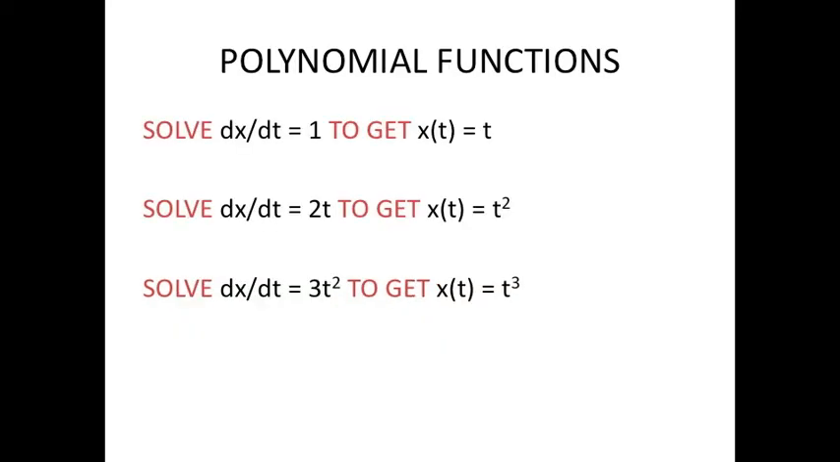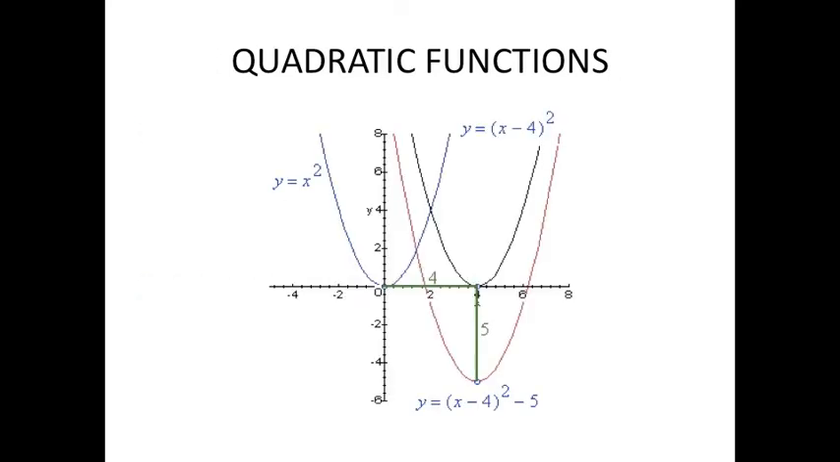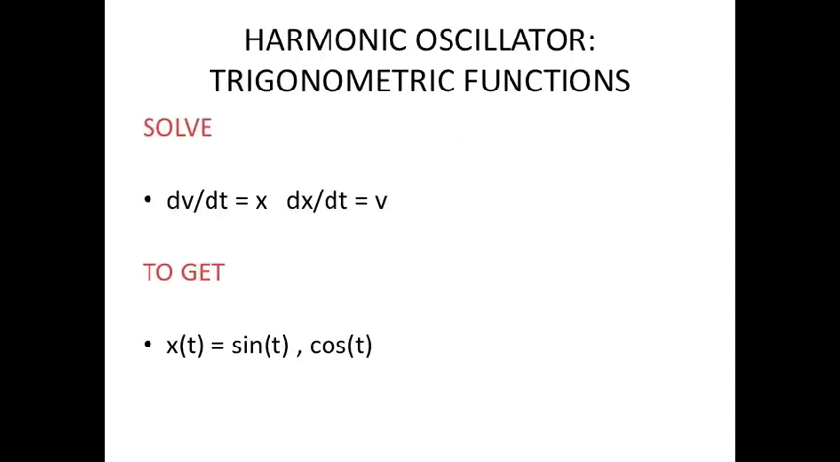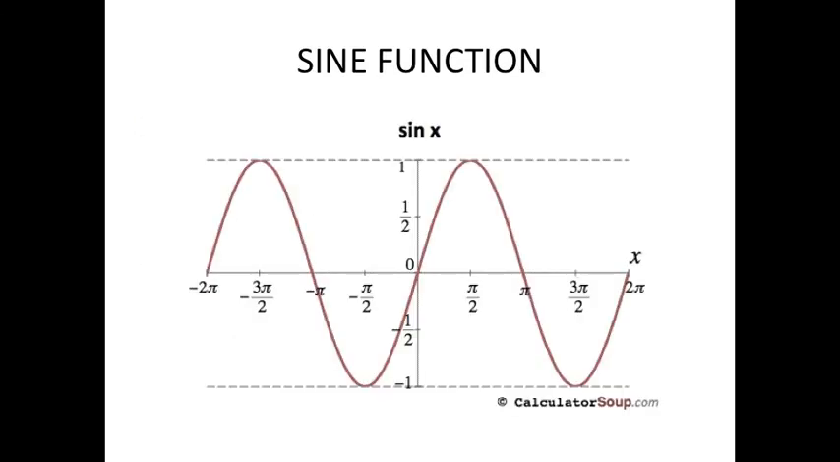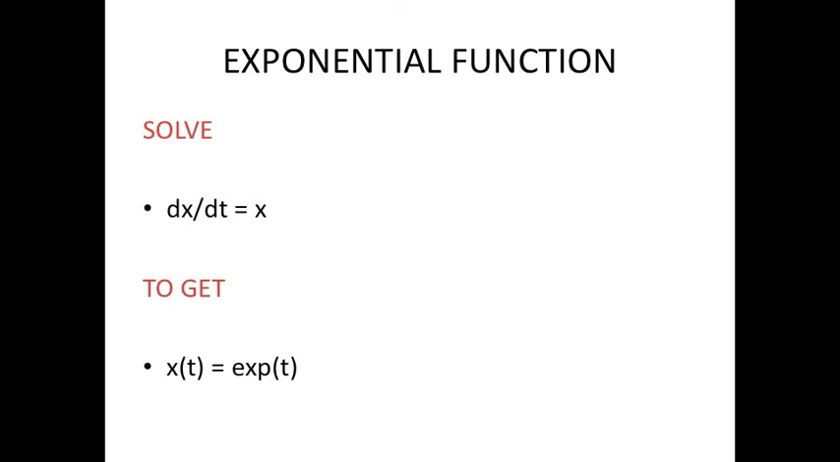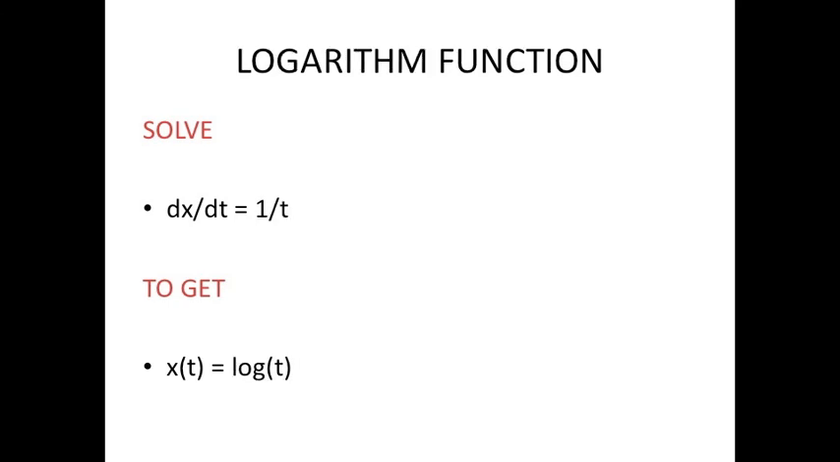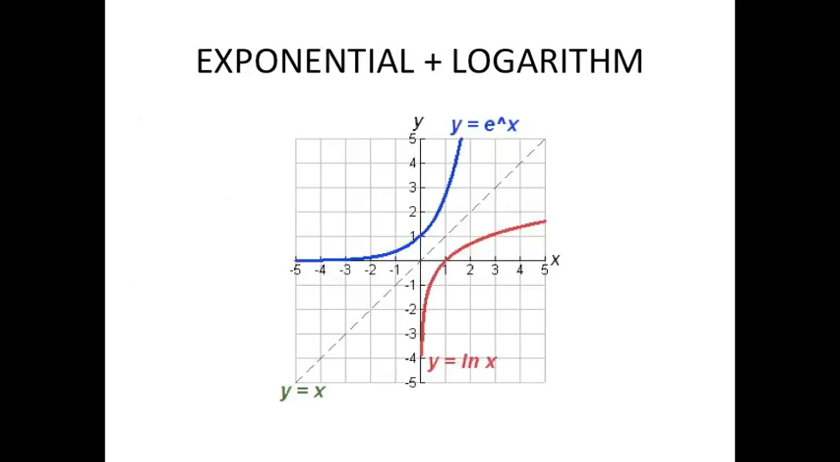Solving dx over dt equal to 1, you get x of t equal to t. Solving dx over dt equal to 2t, you get x of t equal to t squared, a quadratic function. Solving this system, you get the trigonometric functions sine and cosine. Solving these equations, you get the exponential and the logarithmic function. And so on. Here is a summary so far.